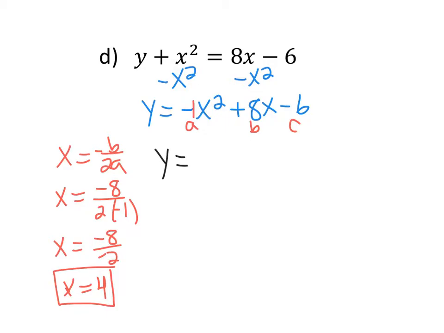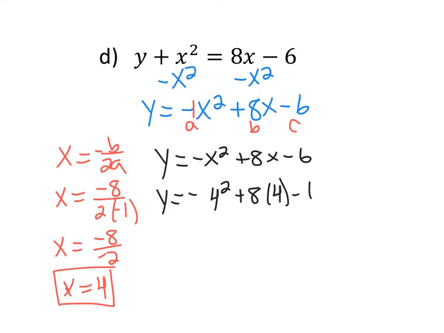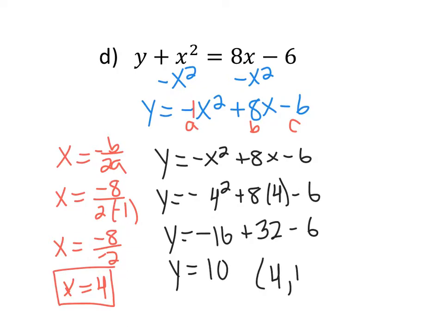We then plug into our original equation. We're going to plug in 4. So negative 4 squared plus 8 times 4 minus 6. Bring down your negative. 4 squared is 16. 8 times 4 is 32. Bring down your minus 6. Negative 16 plus 32 is positive 16. Minus 6 is 10, which means our vertex is 4, 10.